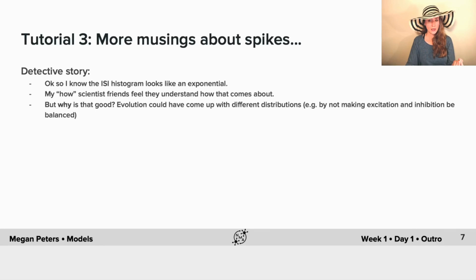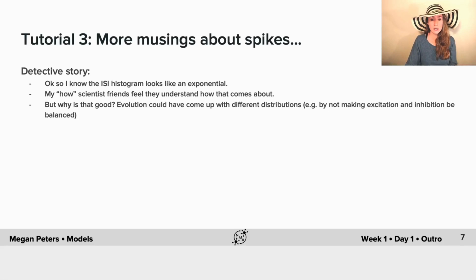But why does the system do that? Why did it come up with the exponential distribution and not another distribution? Why did it feel the need to make excitation and inhibition be balanced in the system? What's the point? Why did the brain evolve this way?